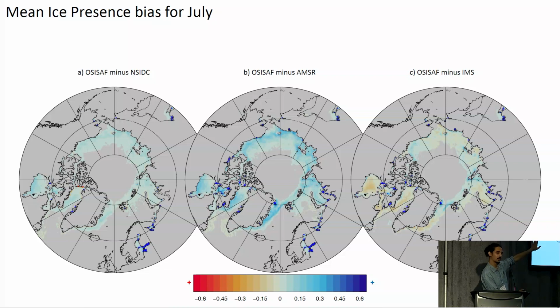If you just look at one of these figures, you say, okay, in this case there's a positive bias, but is that because OCSAF has too much ice or NSIDC has too little ice? It's hard to say, right? But when it has this bias across the board, then you can estimate that something seems to be wrong over there.